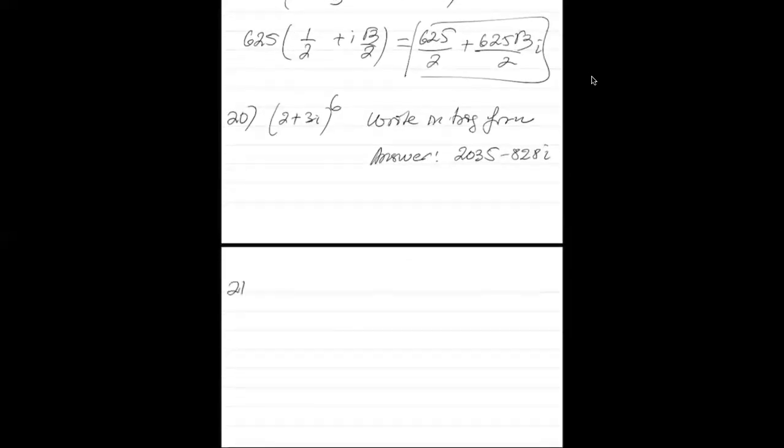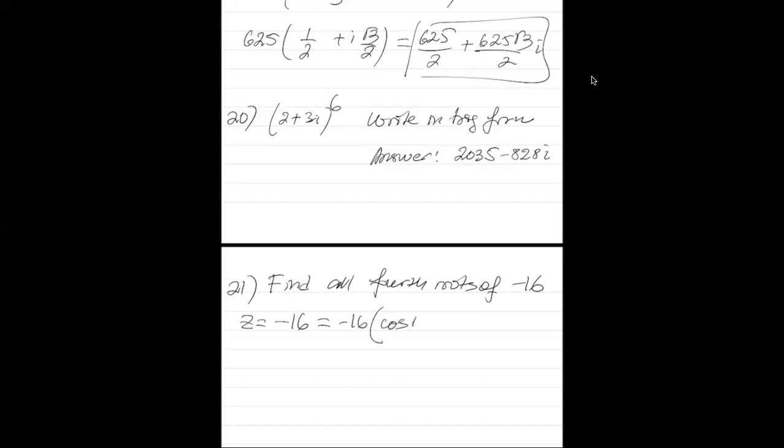Now we're going to find roots. Find all 4th roots of negative 16. So first we need to write our number z, which is negative 16, in trig form. Negative 16 is on the real axis, on the negative side, so the angle is pi. So this is the trig form of our number.